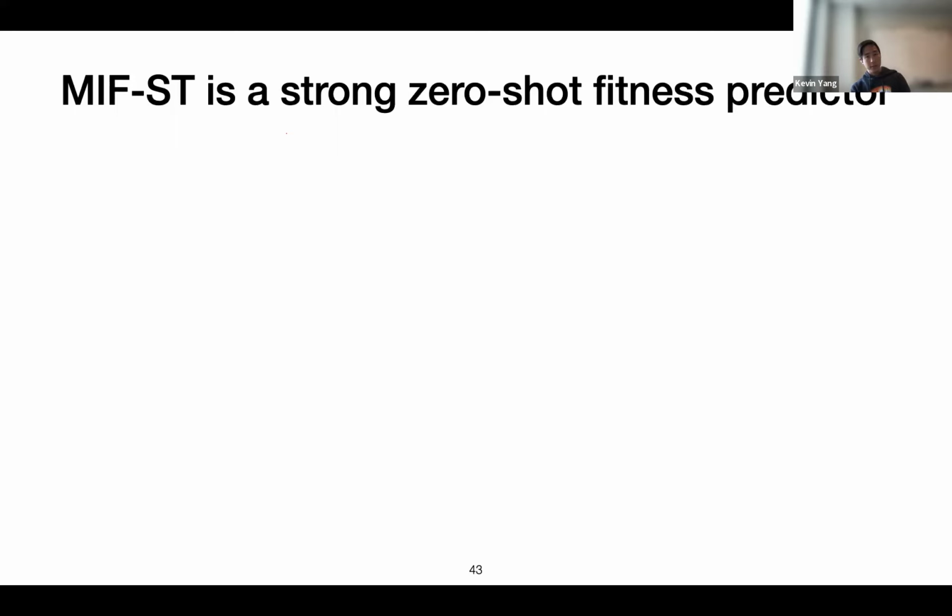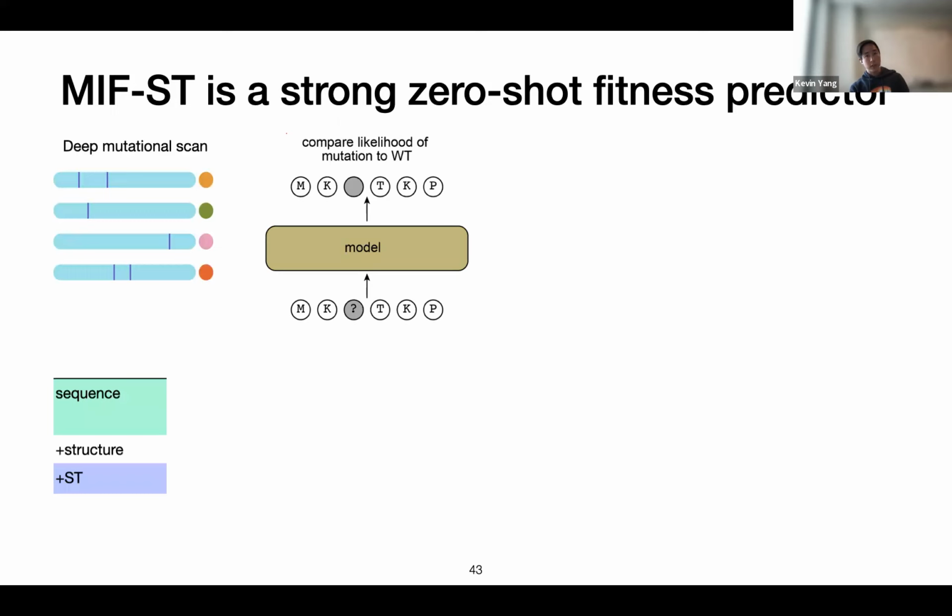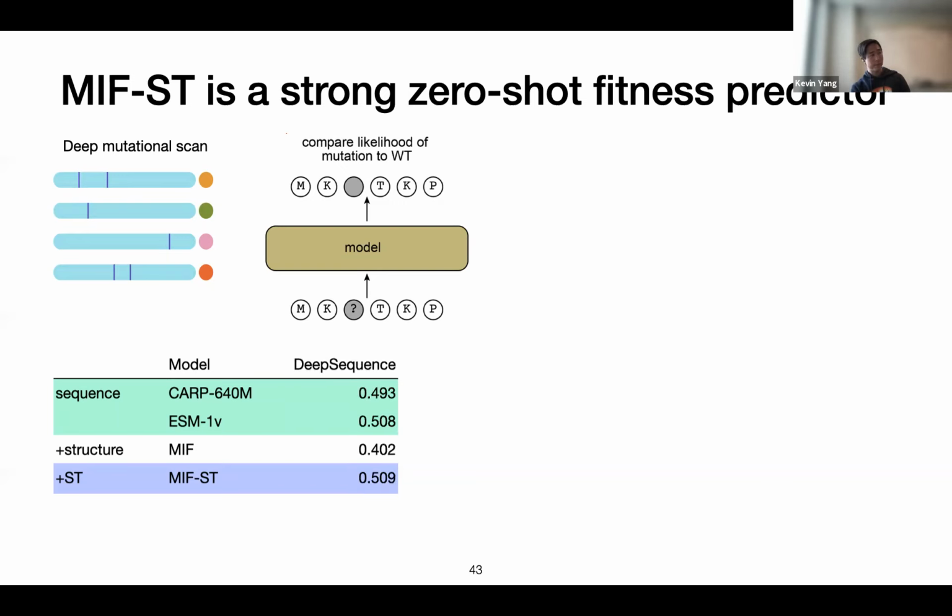And this model is also a strong zero-shot fitness predictor. So that we've seen before. So here are models. We have the CARP model, and then we have ESM1V, which is an ensemble of 5 transformers. If we add in structure, we have mask inverse folding, and then we add in sequence transfer as well. We have MIF-ST.